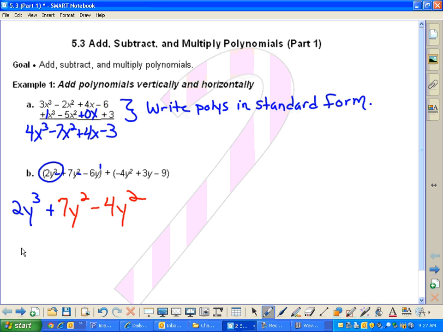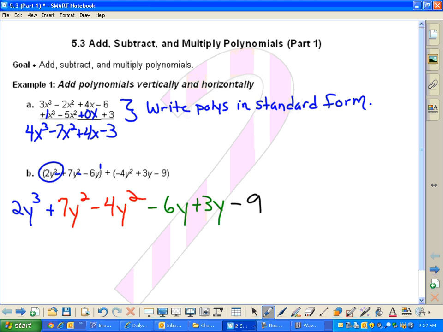And then I see I have a negative 6y, and I can buddy that up with the 3y in the second polynomial. And then at the very end, I'm going to look for any constants. And I don't see any in the first one, but I do see a constant in the second polynomial, a minus 9. And then I just combine them. Notice because everything was in standard form to begin with, my answer will be in standard form at the end.